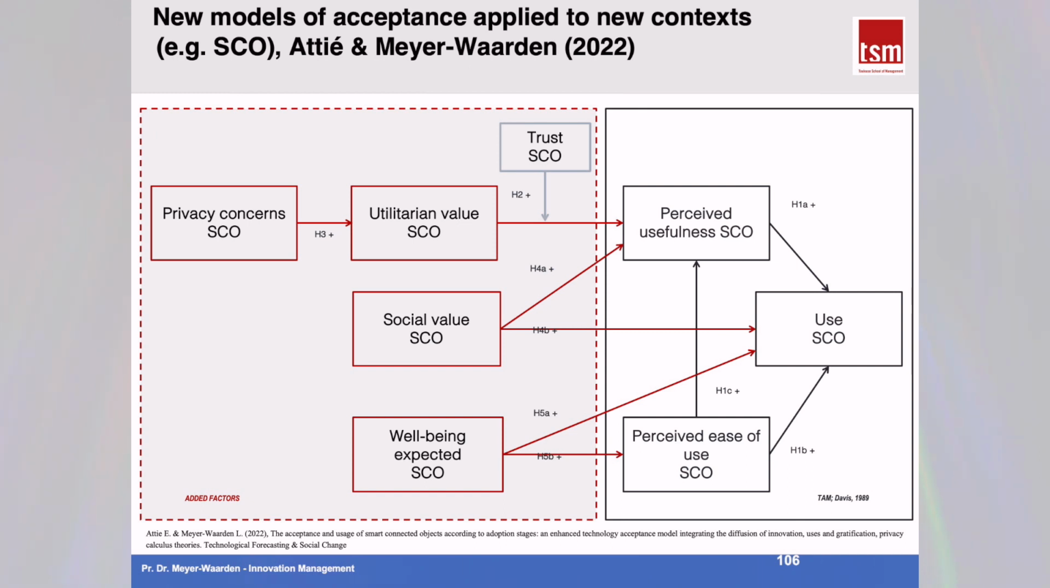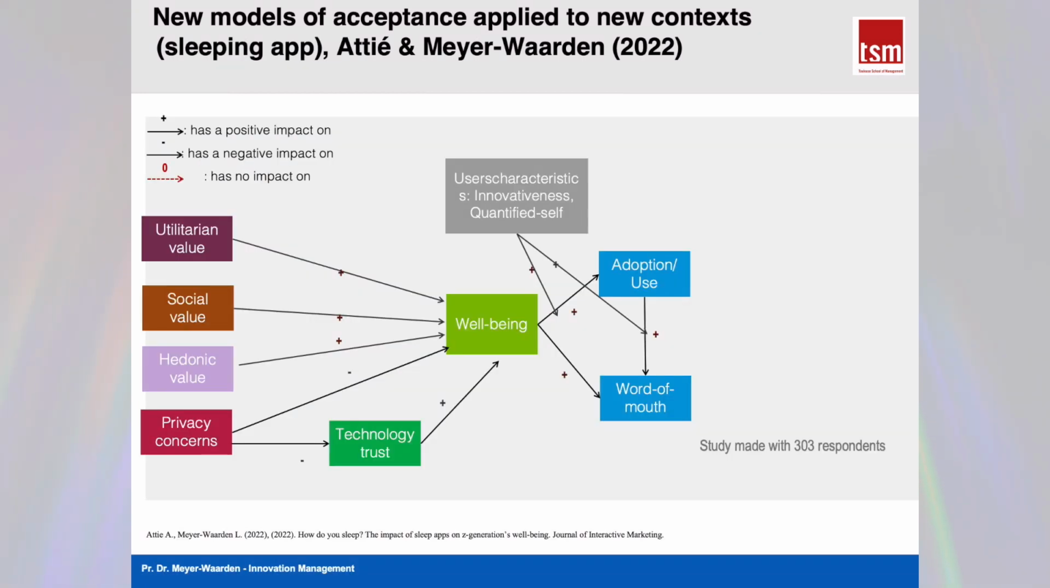We have also developed an extended acceptance model for the acceptance of a sleeping app. So we can see that utilitarian value, social value, hedonic value impact positively well-being, which in turn influences positively the adoption and usage of the application, and subsequently word-of-mouth intentions. We can see that privacy concerns, on the other hand, influence negatively well-being and negatively trust, which mediates in turn the relationship between privacy concerns and well-being. And subsequently, well-being influences adoption and use, as well as word-of-mouth intentions. User characteristics such as innovativeness and quantified self positively moderate the impact of well-being on adoption and use of the technology, as well as word-of-mouth intentions.